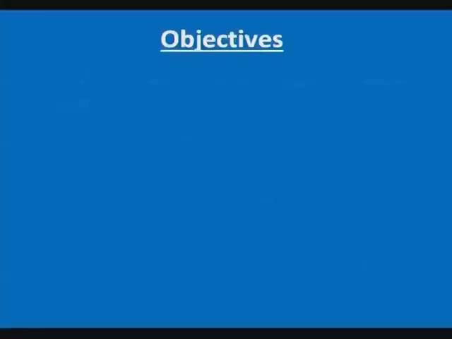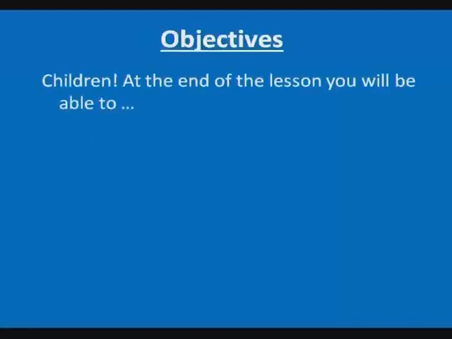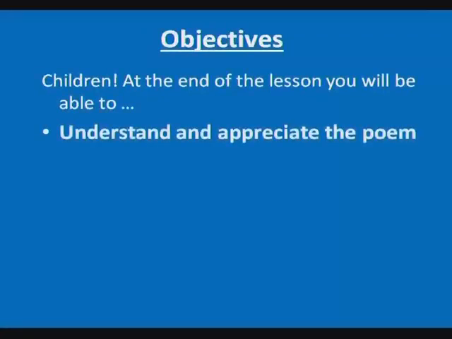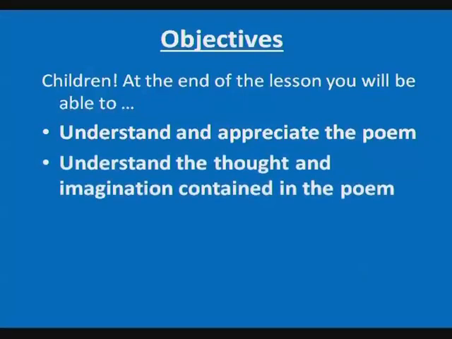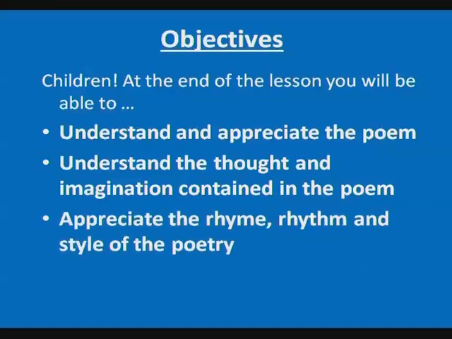Before going to that lesson, let us see the objectives of this lesson. Children, at the end of this lesson, you will be able to understand and appreciate the poem, and you will be able to understand the thought and imagination contained in the poem. You will be able to appreciate the rhyme, rhythm and style of the poetry. Children, you have understood the objectives of this session.